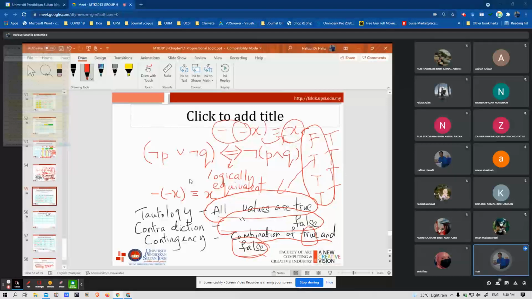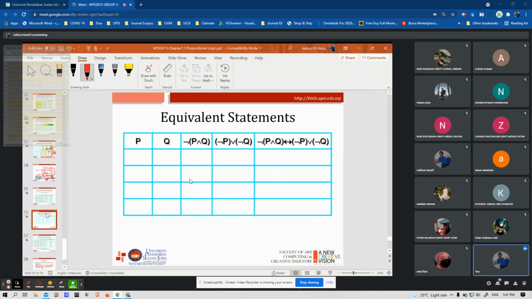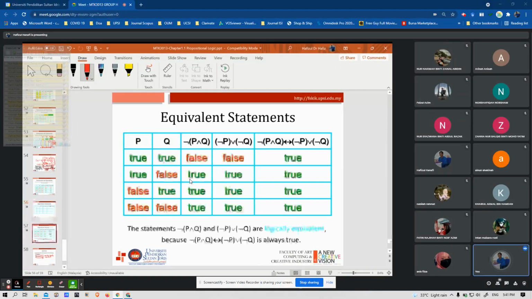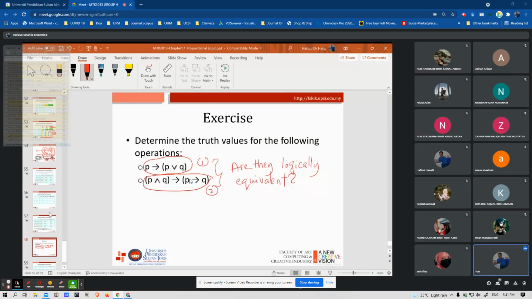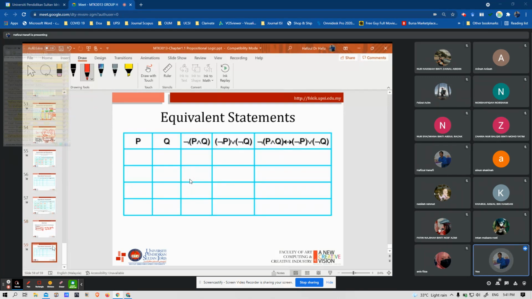Okay, please do this exercise in the Padlet. Exercise: determine the truth value of the following operations. Are 1 and 2 logically equivalent? You have to write it down in this table.